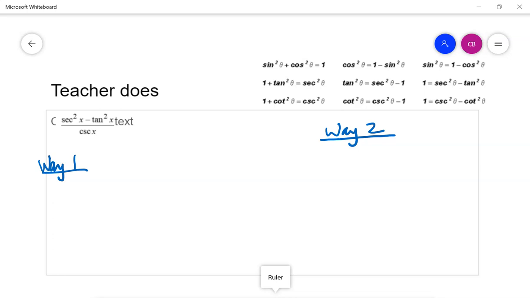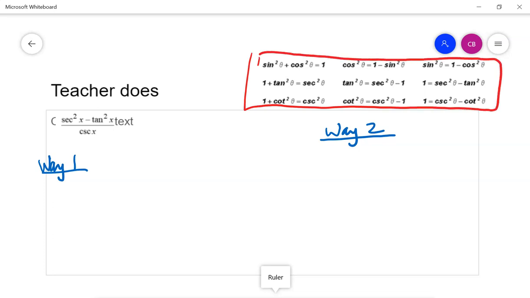I know for me, I wouldn't be able to do it without this little chart up here because I don't memorize everything except for this identity. But our numerator, we have secant squared minus tangent squared. So we may remember one of our other identities is 1 plus tangent squared equals secant squared. If I solve this for 1, so subtract tangent squared from both sides, I end up with 1 equals secant squared minus tangent squared. So that means that my numerator, this part right here, would just be equivalent to 1.